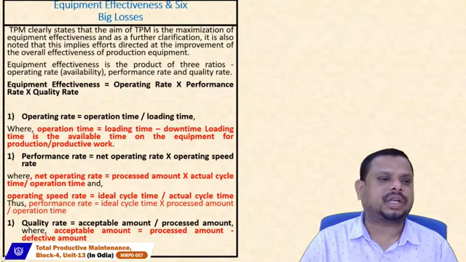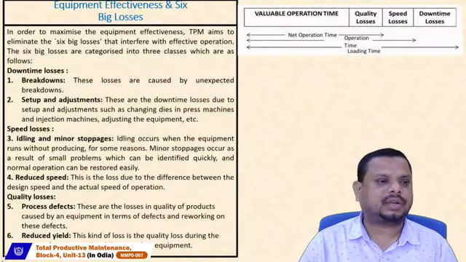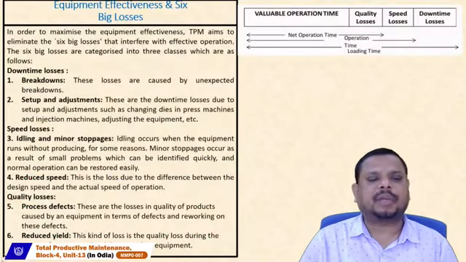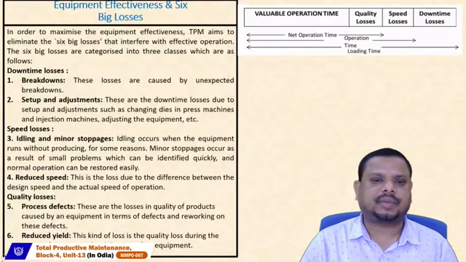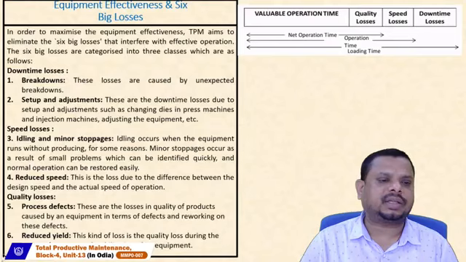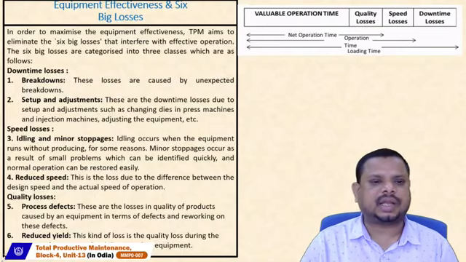So these are the formulas basically used to calculate equipment effectiveness. The next point is that, in order to maximize equipment effectiveness, total productive maintenance must eliminate the 6 big losses. So we have to understand what the 6 big losses are that interfere with effective operations, and these 6 big losses are categorized in 3 classes.